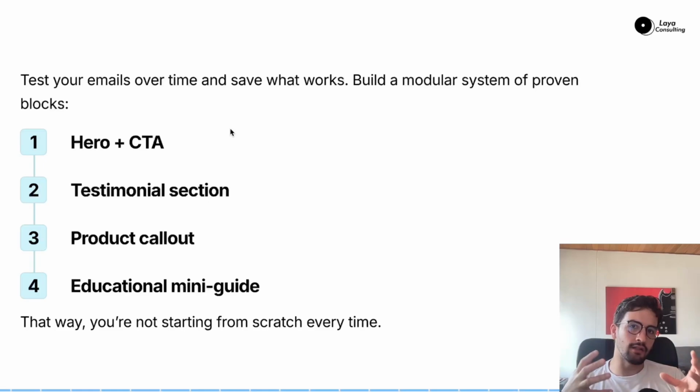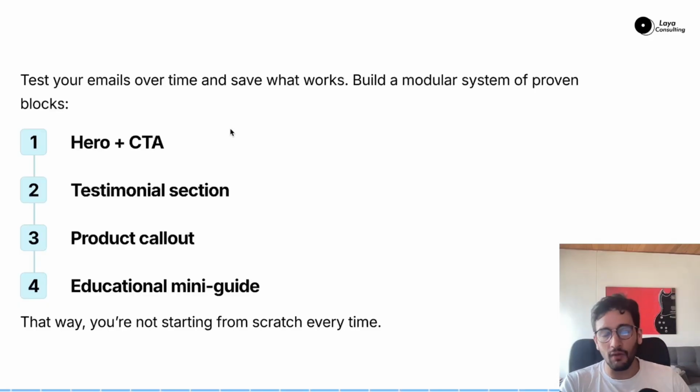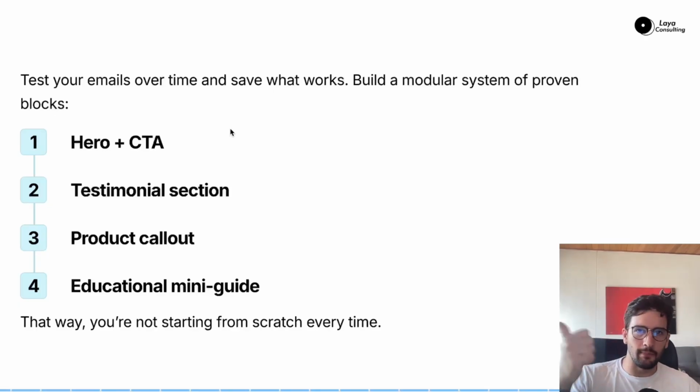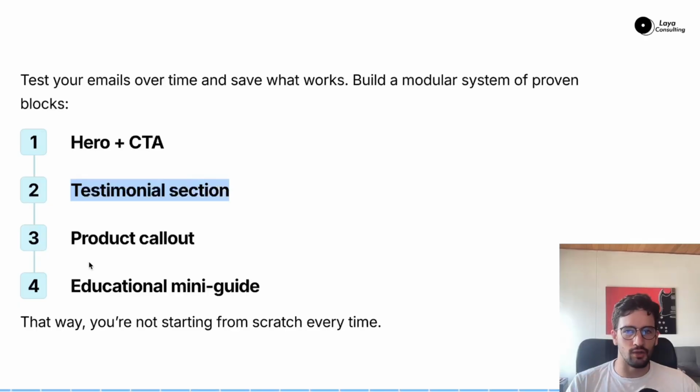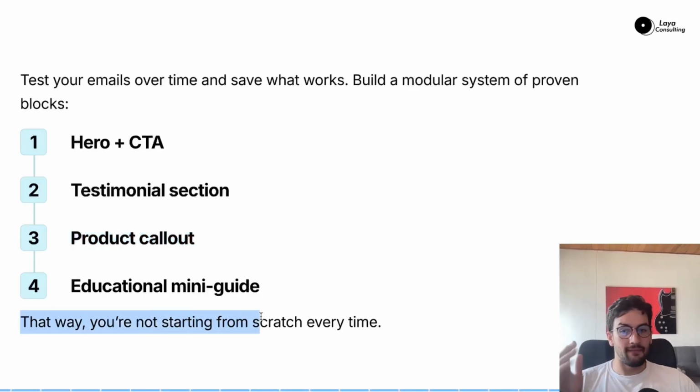Emails are a compilation of modules, right? So if you see that the specific module always works, then you know that already, and then you can utilize that across multiple email angles, across multiple flow emails as well. So for example, like hero plus CTA, a testimonial section that always works, a product callout, educational mini guide, whatever it is, you'll see patterns over time. So make sure you utilize that information for future emails. So yeah, that way you're not starting from scratch every single time.